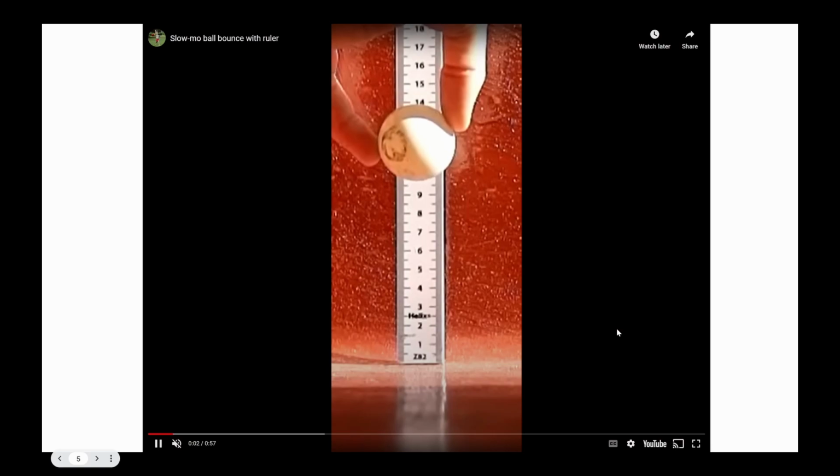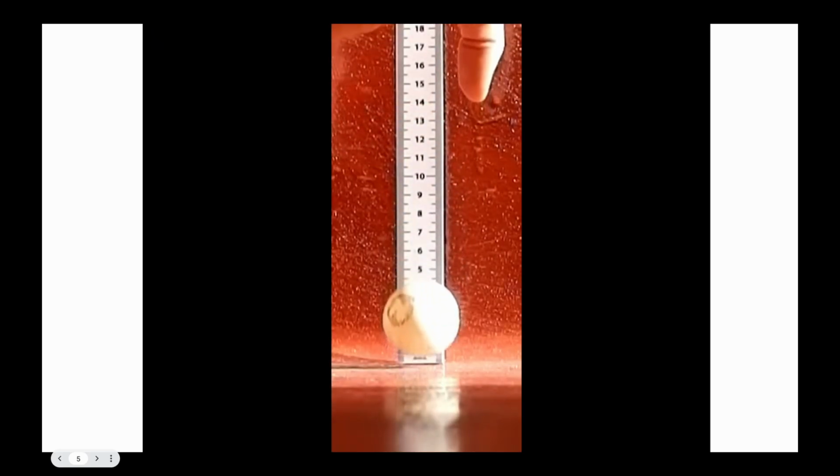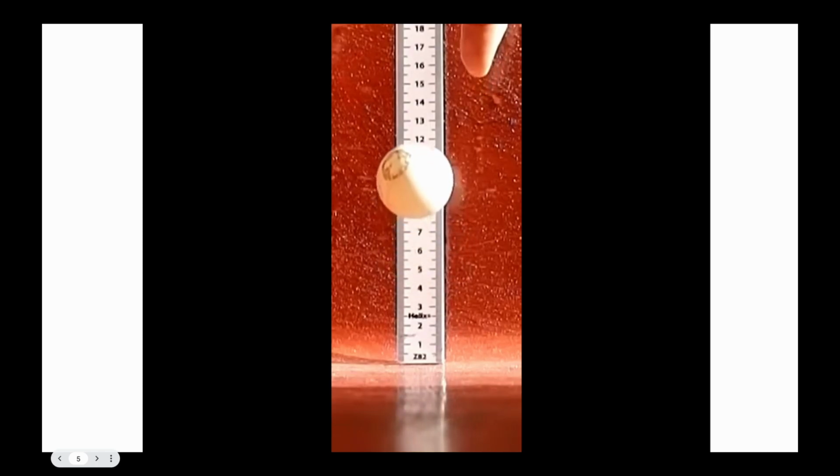To make this model visually simpler, we can model it as a bouncy ball springing on the floor. Here is a video that displays this model well.